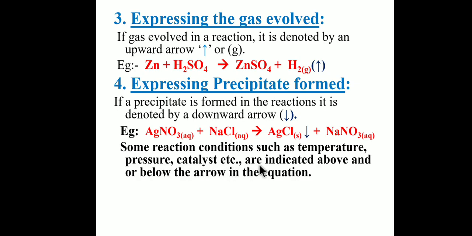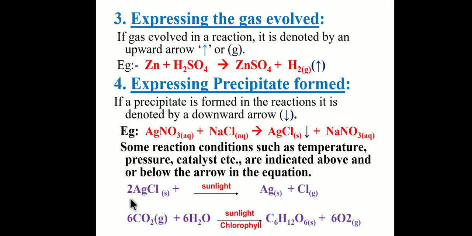And coming to the next, other than these four expressions, some reaction conditions such as temperature, pressure, catalyst, etc. are also indicated above or below the arrow in the equation. Sometimes we have to represent the temperature conditions, pressure conditions, and the catalyst we are using in that reaction. So we represent these above or below the arrow in the equation. Let us see the example here.